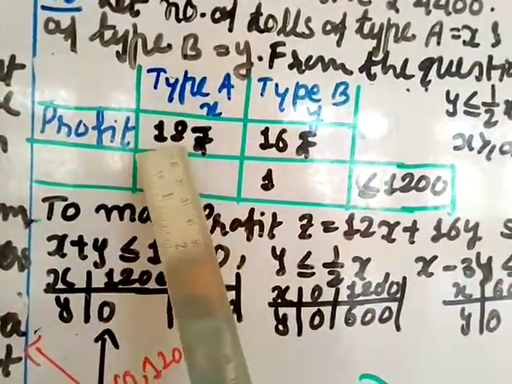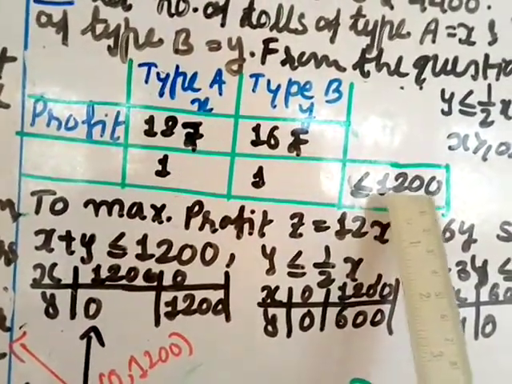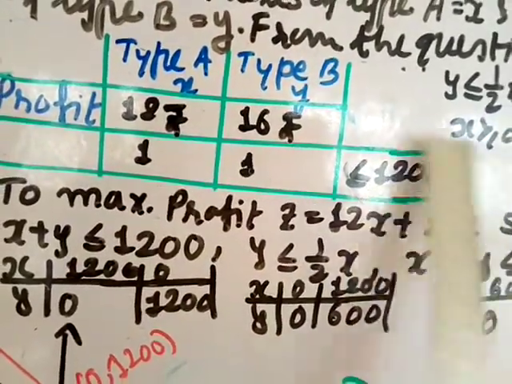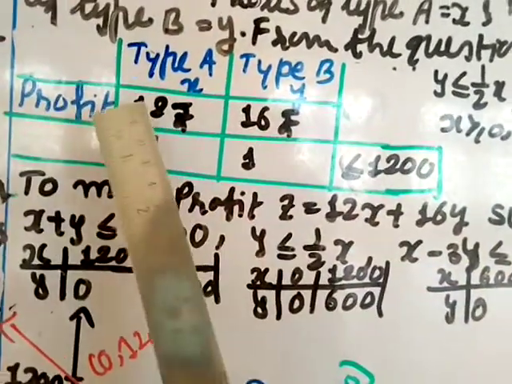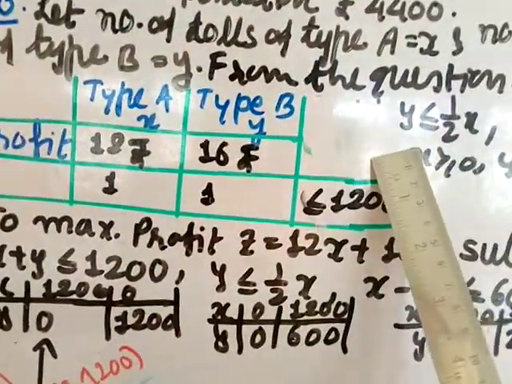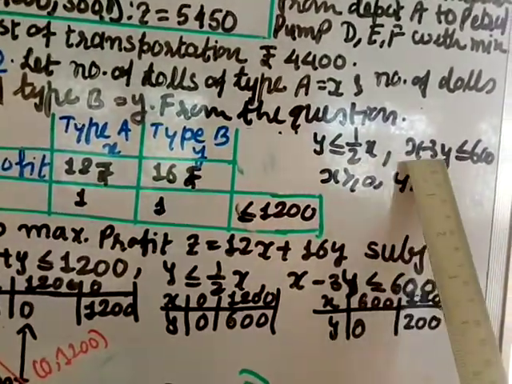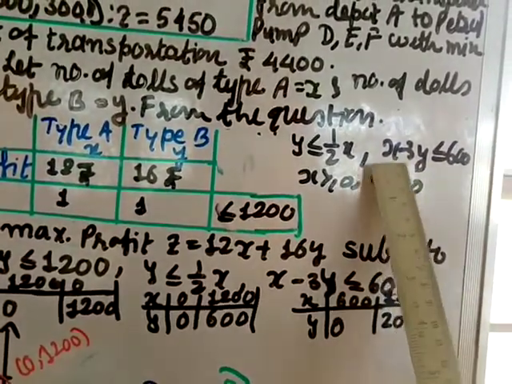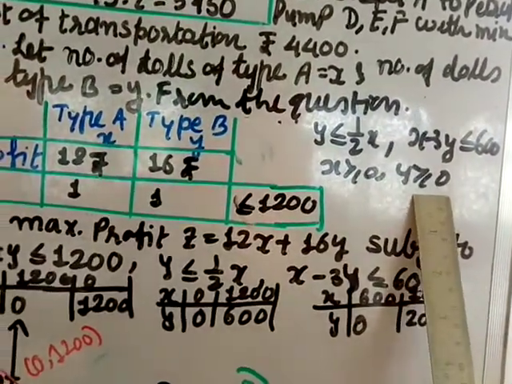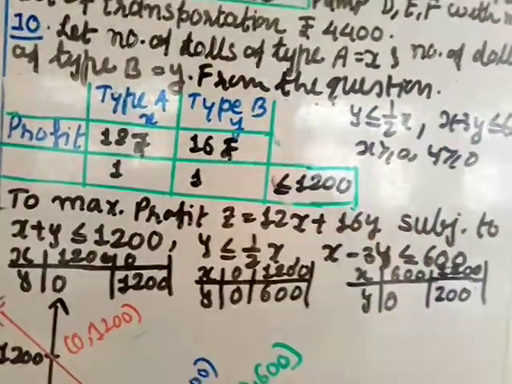Profit is given to you on A as 12 and on B as 16, and the demand is 1200. So x plus y should be less than or equal to 1200. That much only they are able to provide. And 12x plus 16y is the profit you have to maximize. They have given us this condition in the statement, so I have directly written y less than or equal to 1 by 2 x, and they also gave this equation, x minus 3y less than or equal to 600. x is greater than 0, y greater than 0. We have not written it every time, but it is true for all. Okay, you have to write this everywhere.